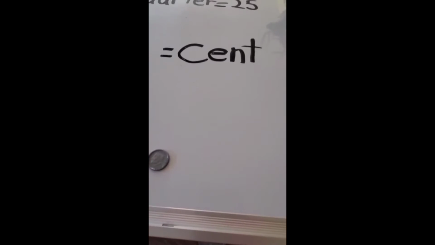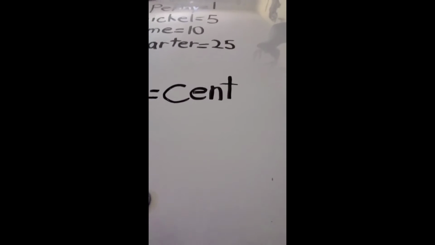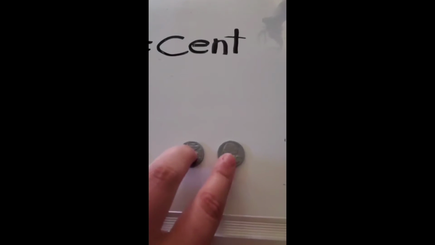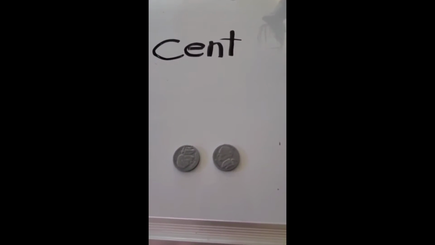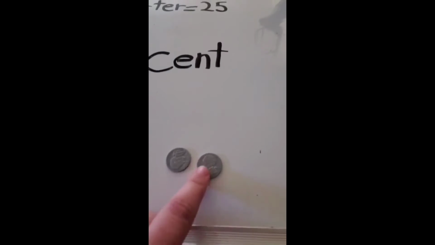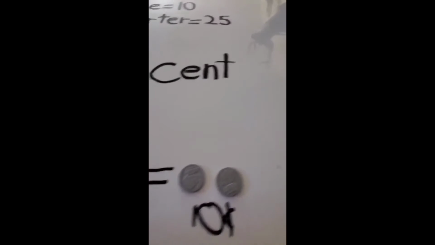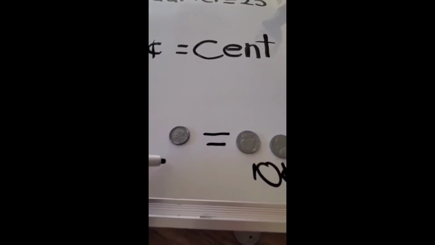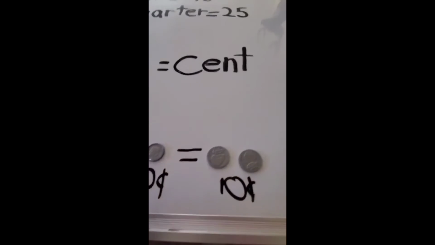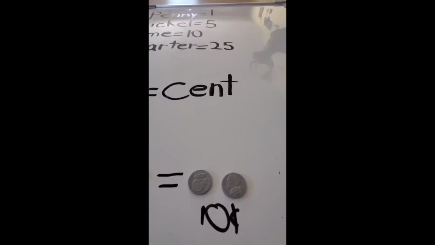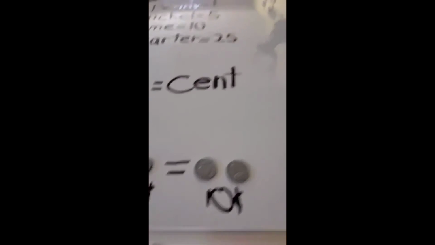All right, so now we're going to show you something with the dime. So I said the dime is worth 10 cents. But did you also know that 2 nickels together, if we count them by 5s, let's see, 5, 10. So 2 nickels is equal to 10 cents. And this one, a dime, is 10 cents. Isn't that cool? And you know what? If we had 10 pennies, that would also be 10 cents.